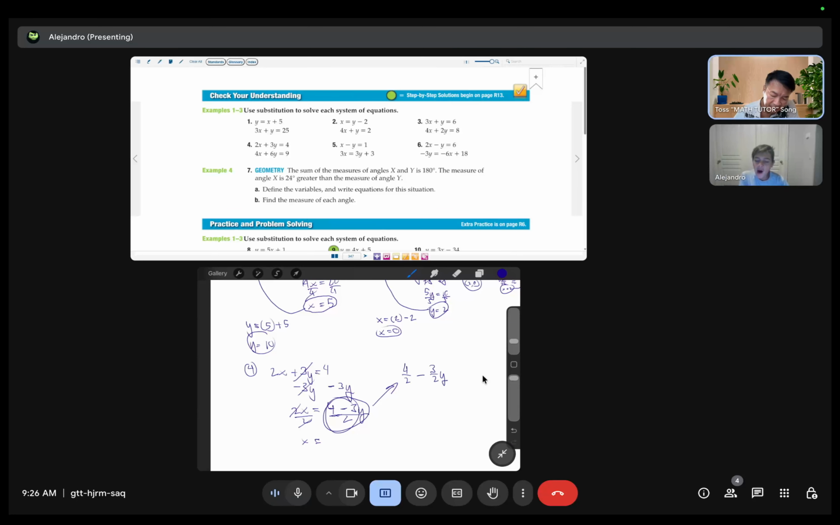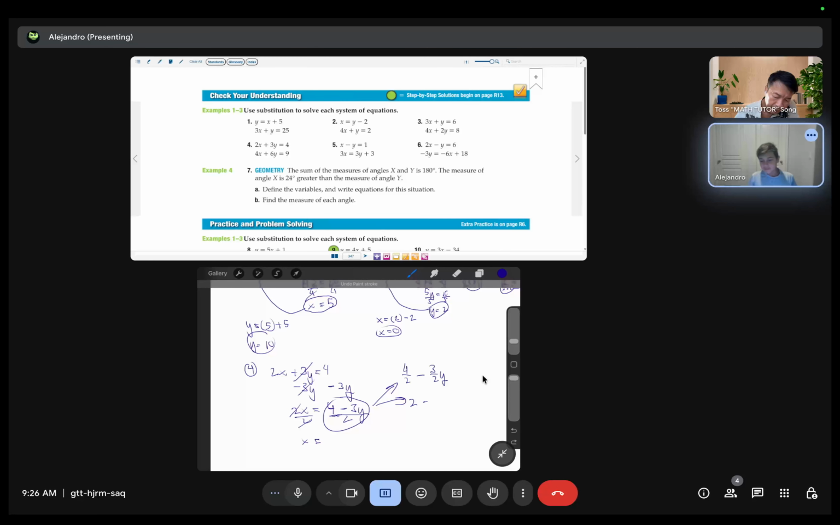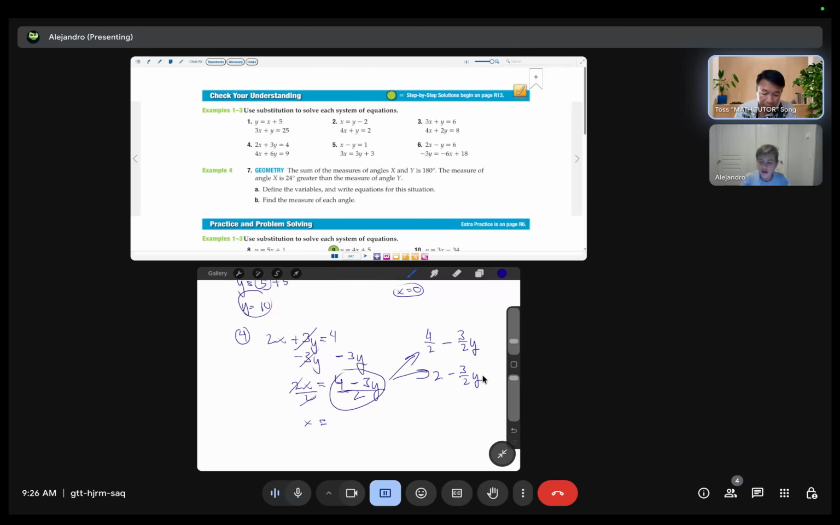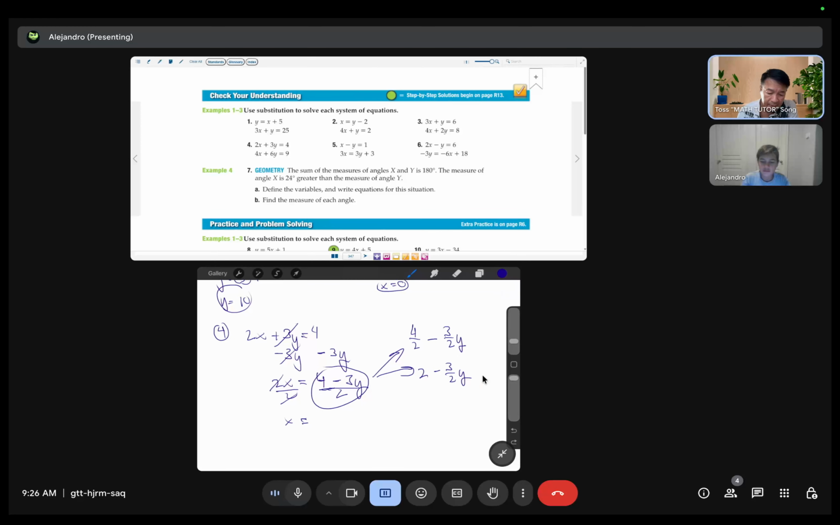If I simplify this, it'll be this. 4 divided by 2 is 2, but then you have 3 halves y. Is that okay? You understand? You can divide 4 by 2, and then the minus 3y by 2 also, so it's split into 2 like that. Now, if I were you, I wouldn't even bother doing this. I would plug this whole thing into the second equation. But let's do it with this one.